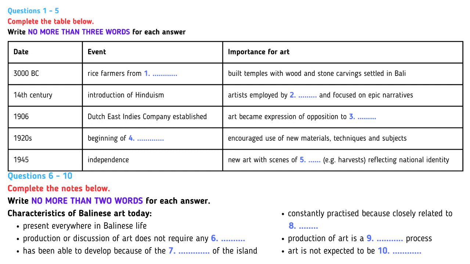Bali's rich natural resources have always made it an alluring goal for merchants, and from the 17th century onwards, Dutch ships visited the island to trade in spices and luxury goods. Gradually, the old royal families lost their power, and eventually, in 1906, the Dutch East Indies Company was founded, and the island became a colony.